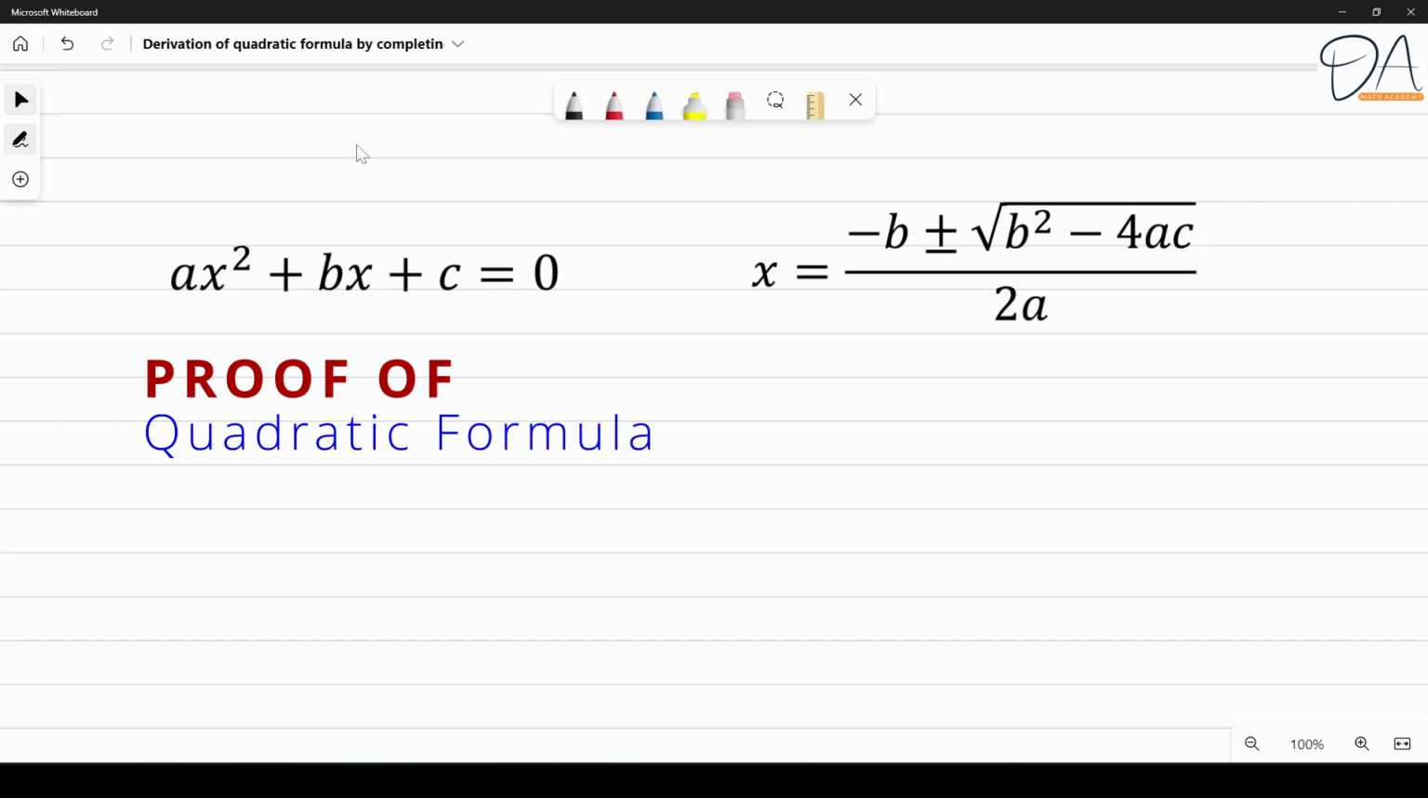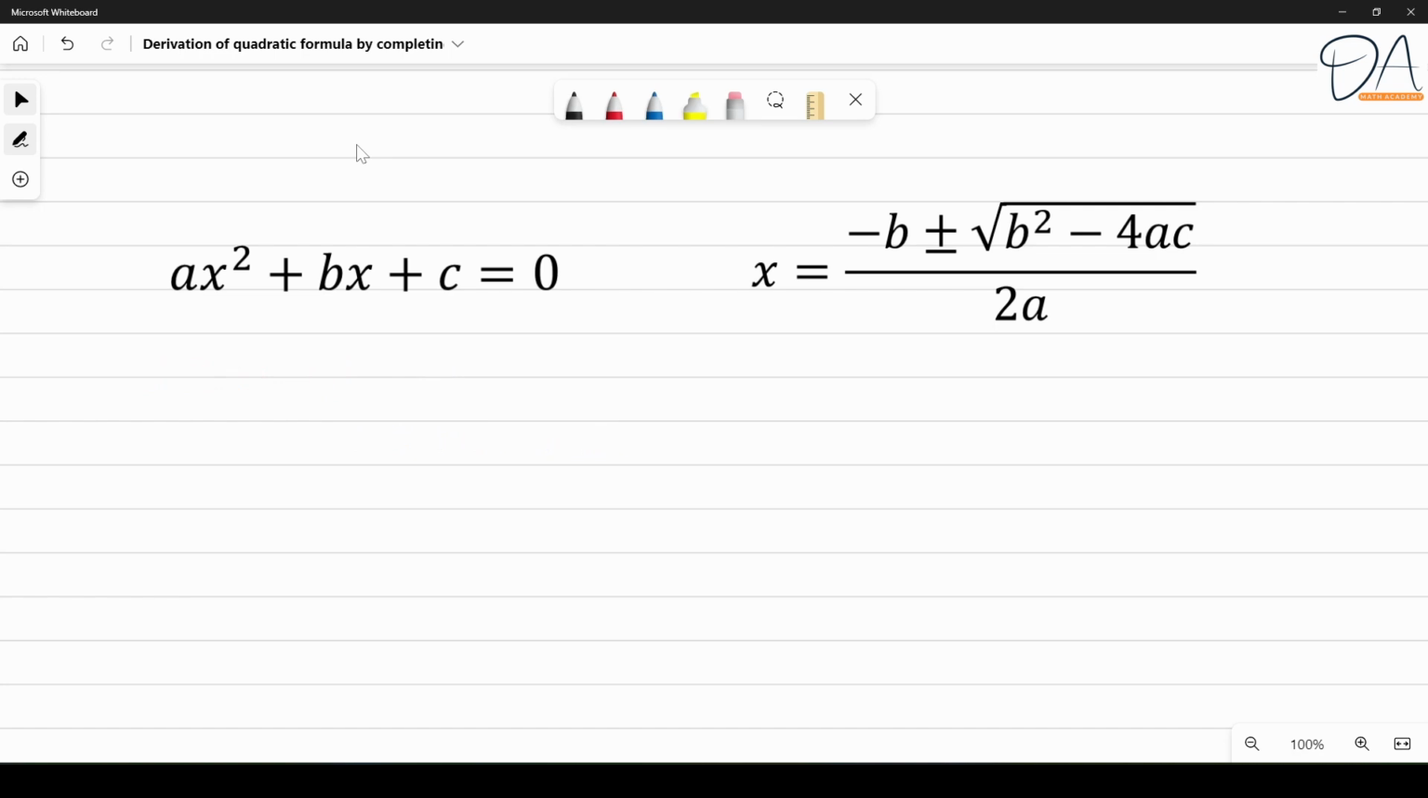The proof in this video is based on completing the square. So if you are not familiar or you need to refresh your memory about solving quadratic equations by completing the square, then you can check another video on the channel that explains the method of completing the square. So then, assuming that you are familiar with completing the square, let's try to complete the square for the quadratic equation.